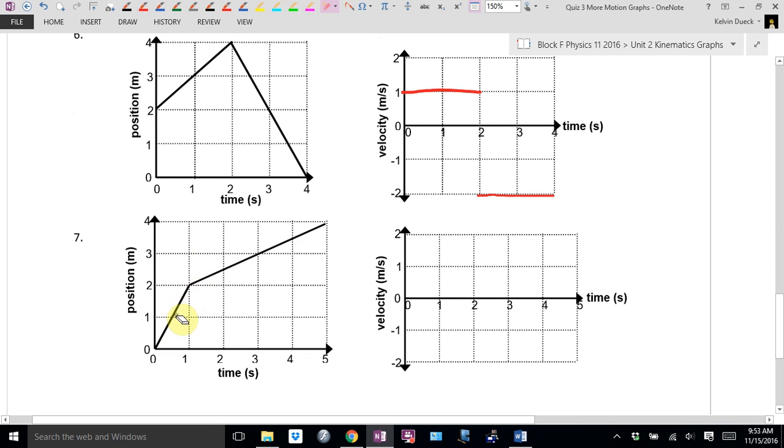This first chunk, up 2 over 1. So for the first chunk, we have a velocity of 2. That's for 1 second. And then it's up 2 over 4. 2 divided by 4 is 0.5. I guess for the remaining time, we're halfway. We're 0.5. Half mark for that, half mark for that.